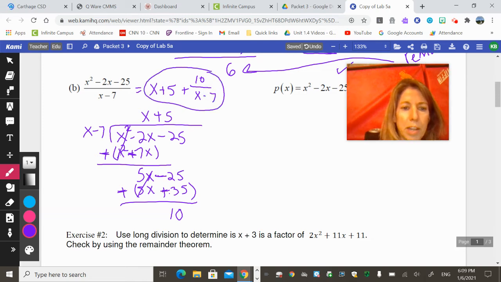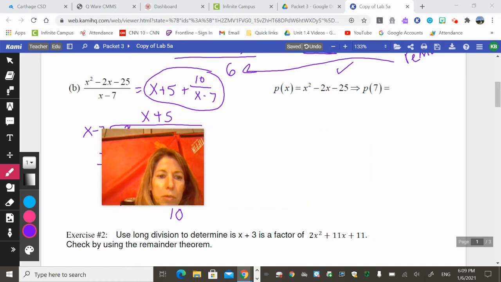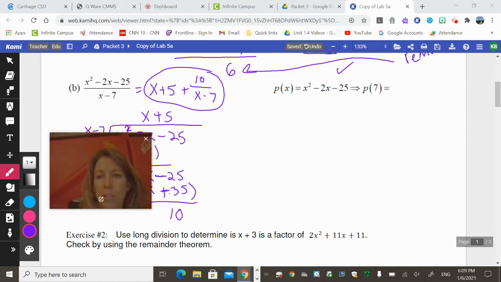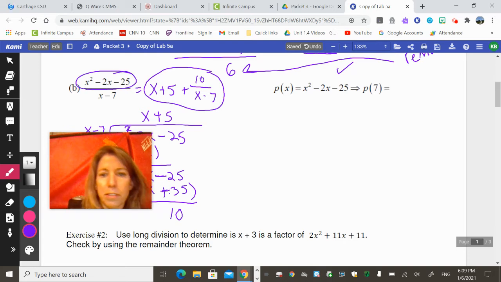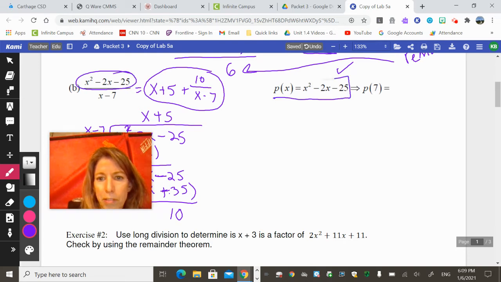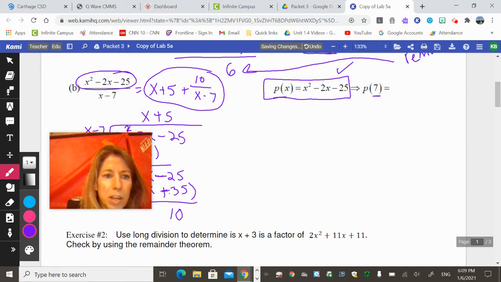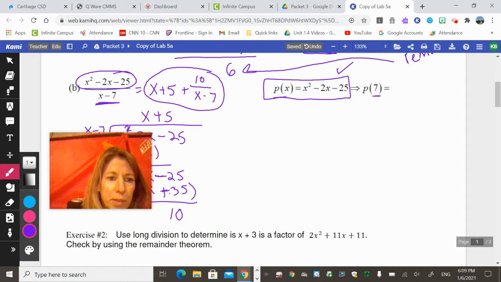Okay, I'm feeling pretty confident. I think I do pretty well with long division. But if I really want to check my answer, I can use the remainder theorem. All right, so this is my function. You notice it says P of x is my function here. And they're getting 7. We're using 7 as the input because 7 is the 0 of my divisor.